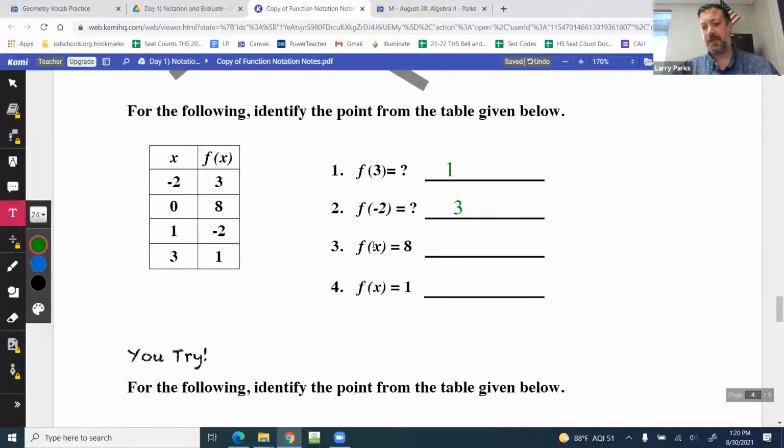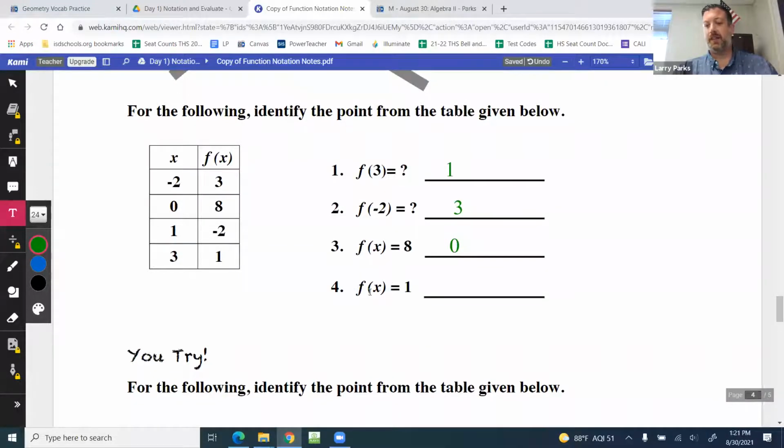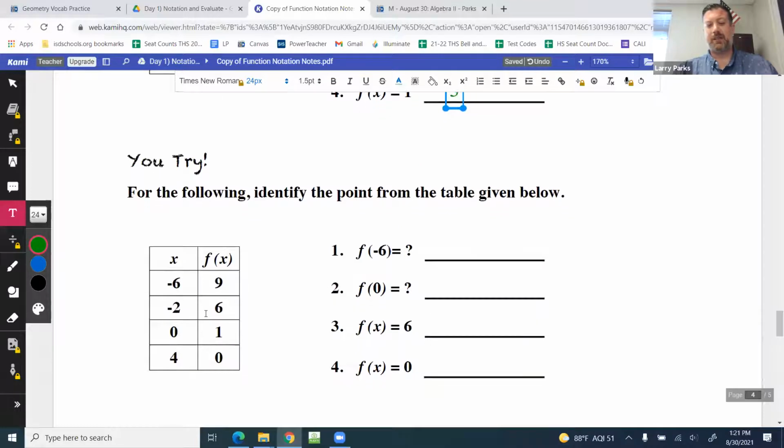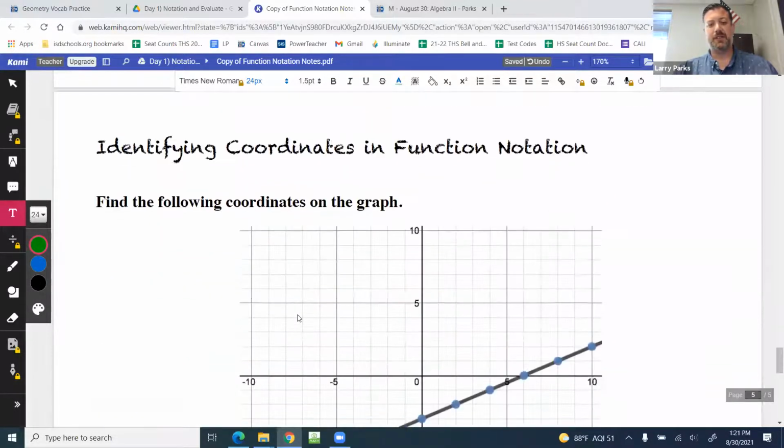This is the opposite. What number do I put in for x to get a y value of 8, an output? So how do I get 8 back? I look in this column for an 8. So what do I need to put in? A 0. And then here, what x value makes a y value of 1? Well, here's 1. You would plug in 3. So those really aren't too difficult. And then I would let you try those yourself. I want you to finish those yourself.